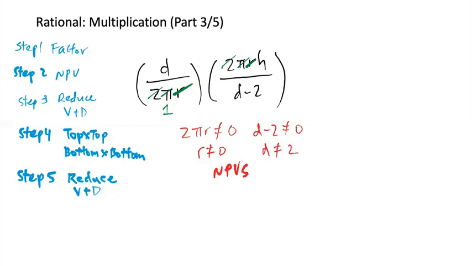Step four. We go top times top, bottom times bottom. So what remains would be D, H, D minus 2, and 1. So top times top, D times H would be DH. Bottom times bottom, 1 times D minus 2, D minus 2. Can we reduce this? No, we cannot. So we're done.